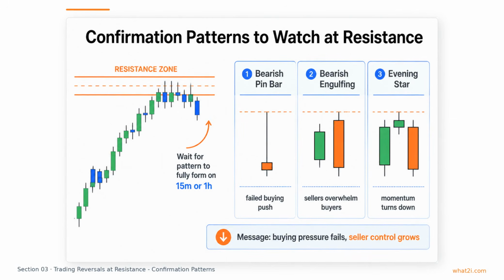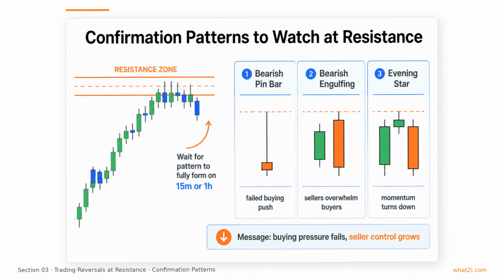Once price reaches resistance, the next step is to wait for a recognizable bearish confirmation pattern. A bearish pin bar shows rejection through a long upper wick and a close off the highs. A bearish engulfing pattern shows sellers taking control when a strong bearish candle covers the prior bullish body. An evening star adds a 3-candle sequence that shifts momentum from bullish to bearish. Each of these patterns tells a similar story: buyers pushed upward, but sellers pushed back harder.